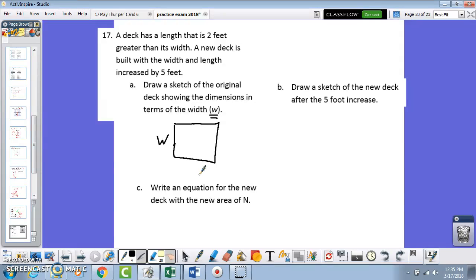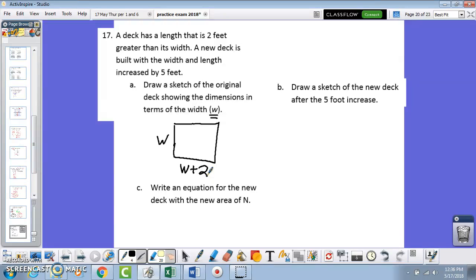Go back and read this. It says a new deck has a length that is 2 feet greater. So I ask myself, how do I increase something by 2 or make something 2 feet bigger than what I started with? Well, I take the width, and to increase it by 2, I just add 2. So there's my original deck.